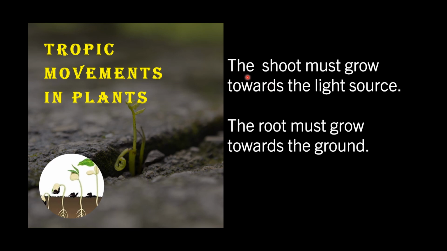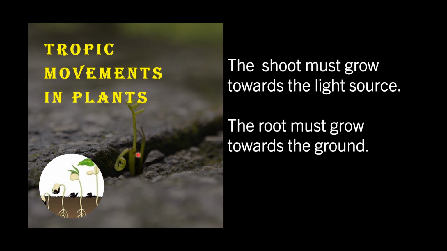First one, the shoot must grow towards the light source. That is one of the examples of tropic movement. Another example, the root must grow towards the ground. If you observe the roots, you can see roots always grow towards the ground. That is a type of tropic movement.